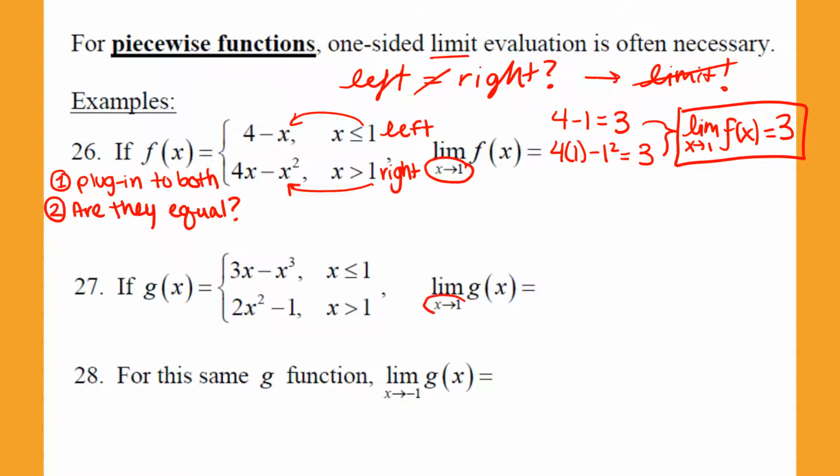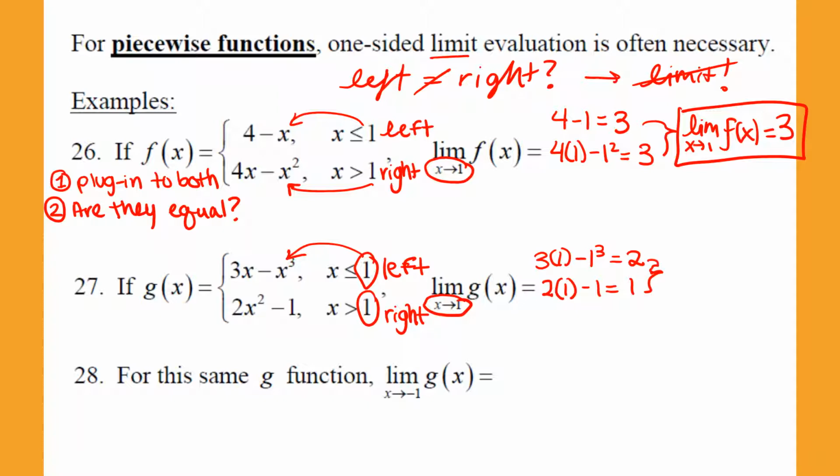27, we're going to do the same approach. Again, we're looking right here at the break, right? This is our less than side. There's our left. And this is our greater than. That's our right-hand side. So we're going to go ahead and plug 1 into both the left and the right. So the left would give us 3 times 1 minus 1 cubed, which is 2. And our right-hand side would give us 2 times 1 minus 1, which gives us 1. All right, so we should be able to see that these are not equivalent. The left is not going to the same place as the right. So we get our limit as x approaches 1 of g(x) does not exist.